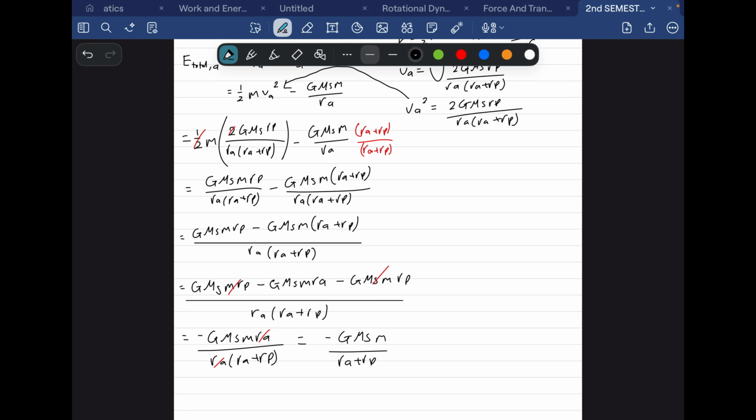And then we know that R_A plus R_P is just the major axis. So that is just twice the semi-major axis, which is A, right? So A in this case represents the semi-major axis. If you have the whole major axis, it's just 2 times that of the semi-major axis, which is how I got this equation right here.